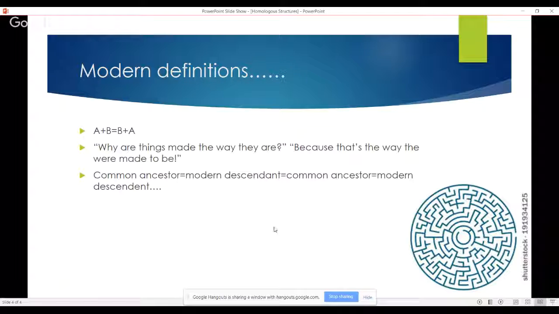So I hope that you understand homologous structures a little better now. And don't be like this map. Don't use circular reasoning saying something is because it is. Really understand the term.